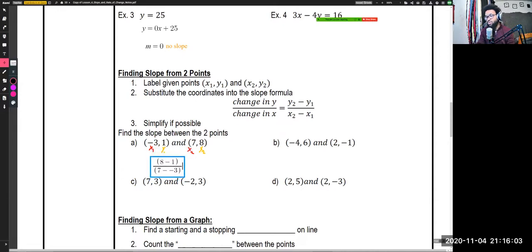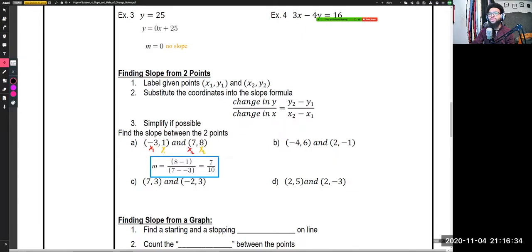And what we get once we do that, we get 8 minus 1 on the top, which is going to give us a 7 over a 7 minus a negative 3, which becomes 7 plus 3. That gives us a 10, all right? So I'm just going to come back to the beginning up here. m equals, throw that in there. Our rise, y2 minus y1, over x2 minus x1, equals 7 over 10. All right.